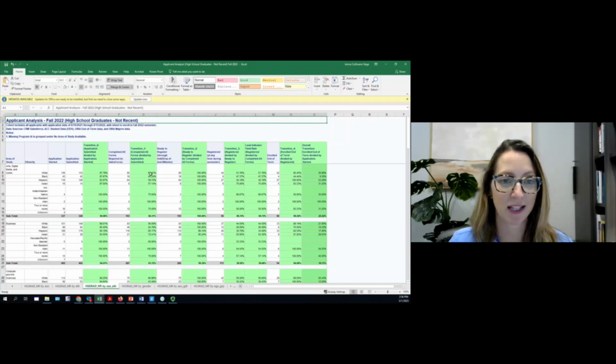So I hope that this has been useful to help you understand the applicant analysis reports that we offer, what's been going on that we see in our fall 2022 data, and that you know where to find it now on the TIPS reports section, so under the applicant analysis.